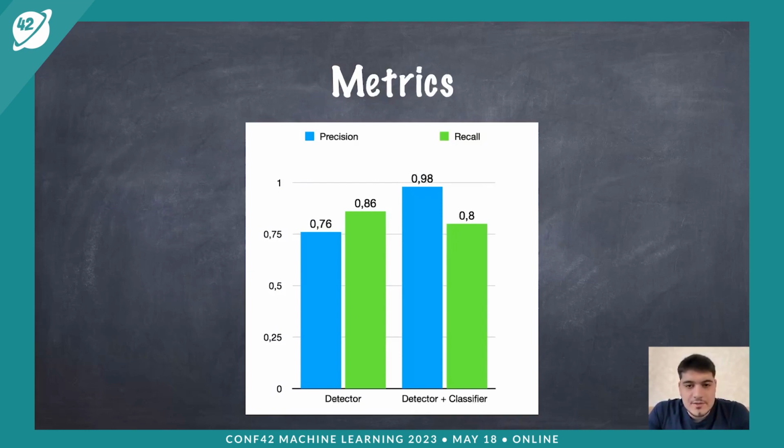Here are some metrics. As you can see on the right side, we have slightly decreased recall, but noticeably increased precision. And that's good because we don't want to spam operators with our task.